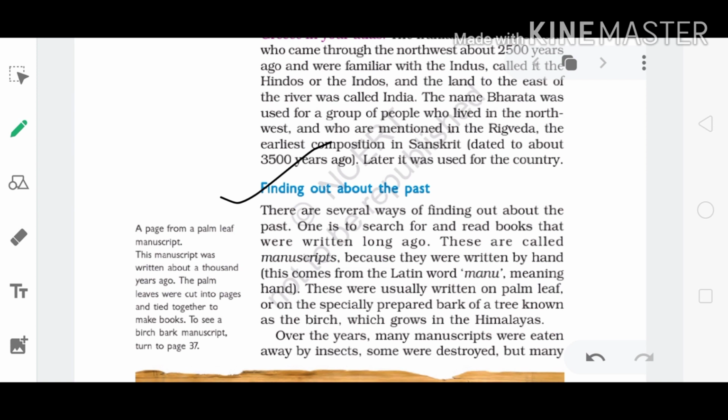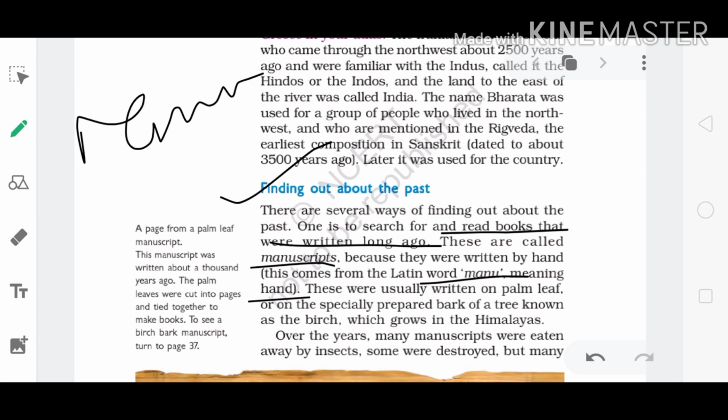One of the sources is to read books that were written long ago. So one of the sources from where we can learn about the past is by reading books which were written in the past. These books are known as manuscripts. The word is taken from the Latin word manu, which means hand. So manu means hand, meaning it's written by hand, and script means whatever event took place and was written down. The events which were written by hand are known as manuscripts, right?